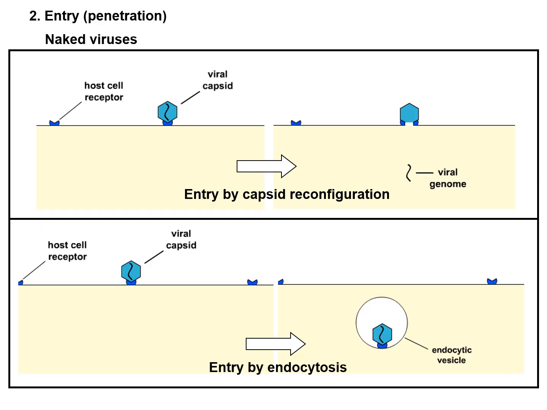If you have a naked virus, again, we have 2 possible mechanisms. The first being what we call capsid reconfiguration. After the receptor interacts with the capsomeres on the surface of the capsid, what will happen is reconfiguration of this capsid, some alteration in its form that allows the entry of the viral genome by itself into the cytoplasm.